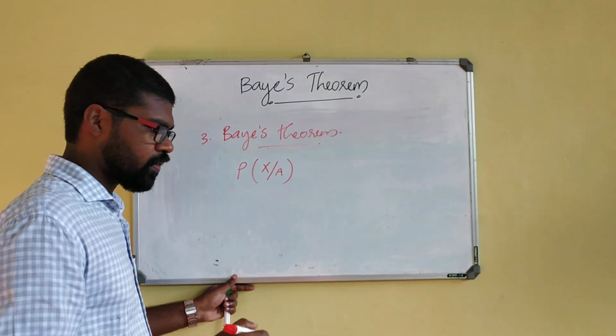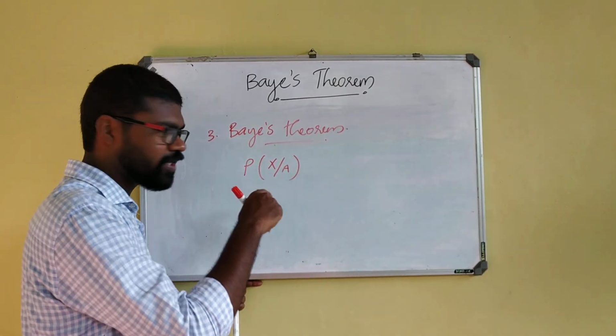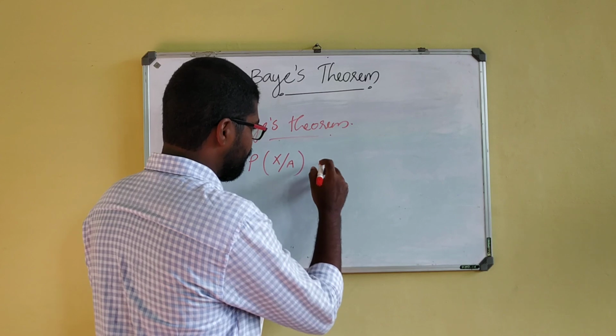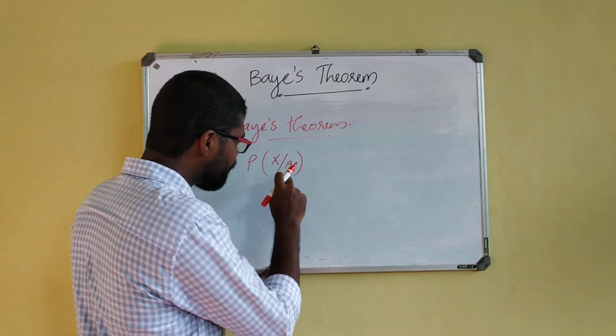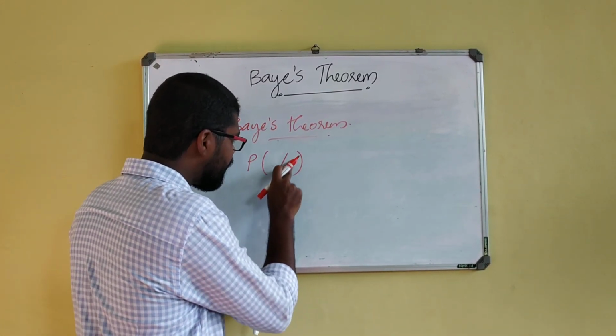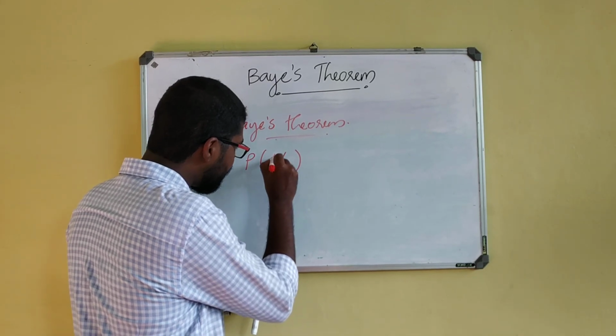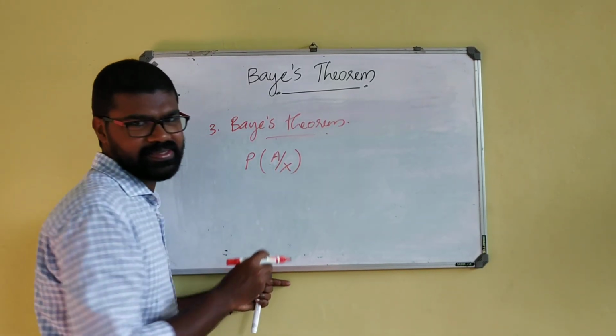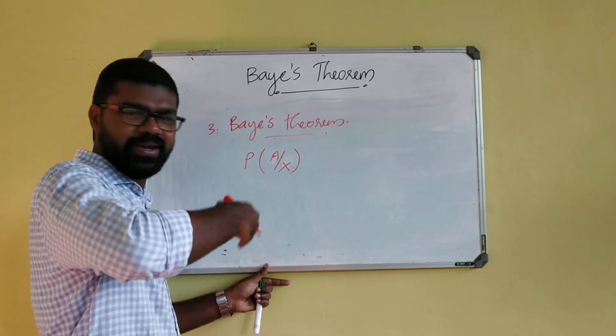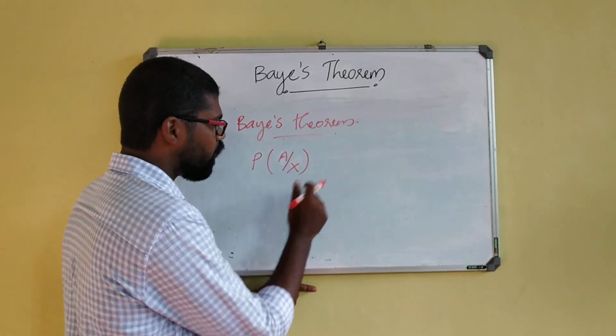That is what we have seen in conditional probability. But here we are using probability of A given X. It's the opposite, A given X. So what does it mean?